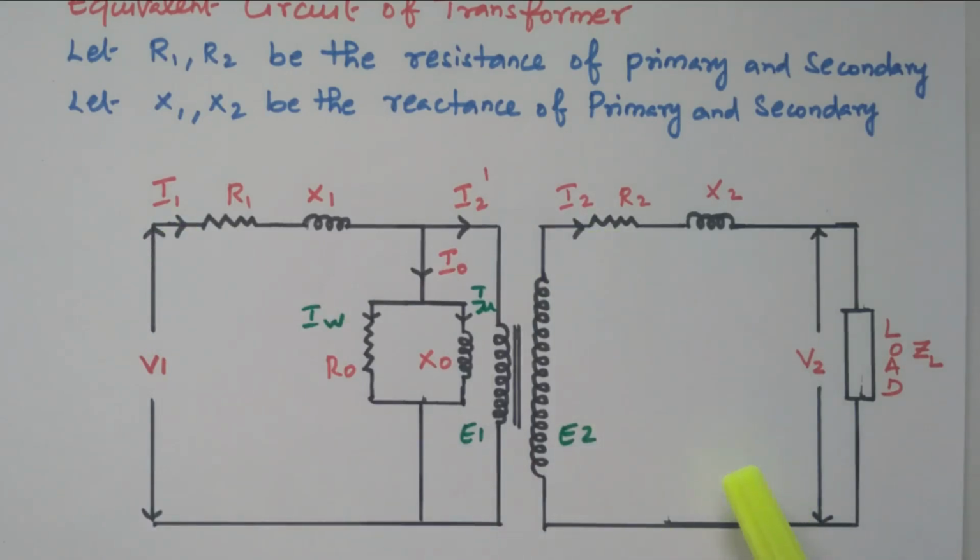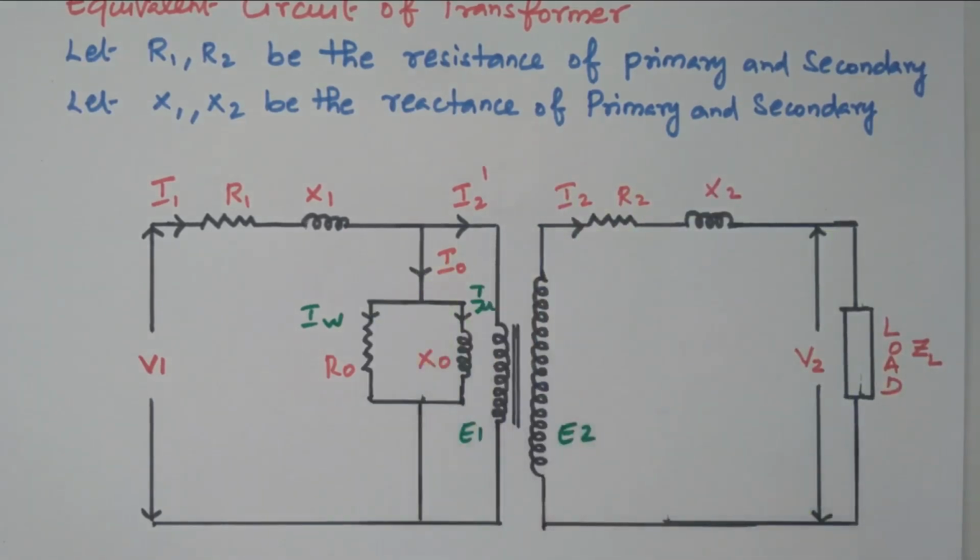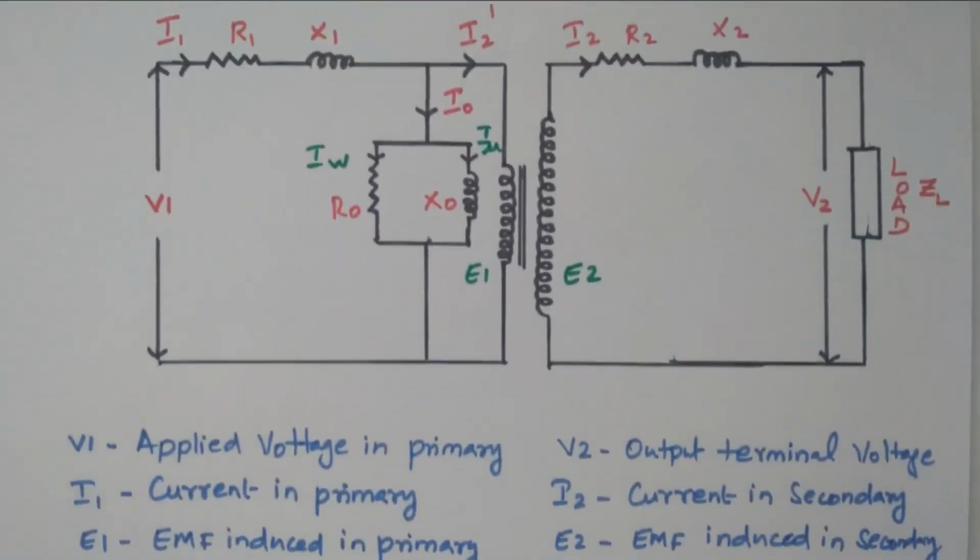Now we can transfer all the parameters in the secondary winding to the primary winding, so that we can frame the equivalent circuit. For further calculation or other processes, it will be easier when all the parameters are transferred from secondary to primary. Right. Now we will see the description here.